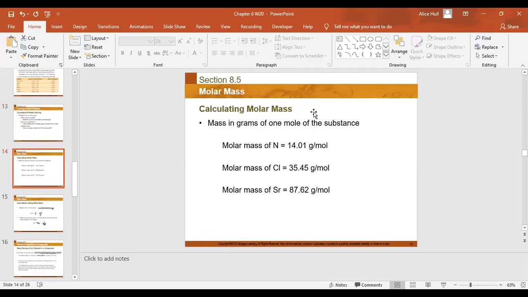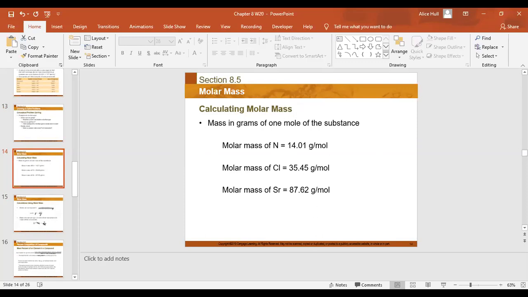Here's another one of your key concepts. This is molar mass, and you will hear this a lot. You will be using this from here on out in this class. Okay. So the mass in grams of 1 mole of the substance. You saw me before I wrote down the grams per mole. This is what that is telling you. So molar mass of nitrogen is 14.01 grams per 1 mole.